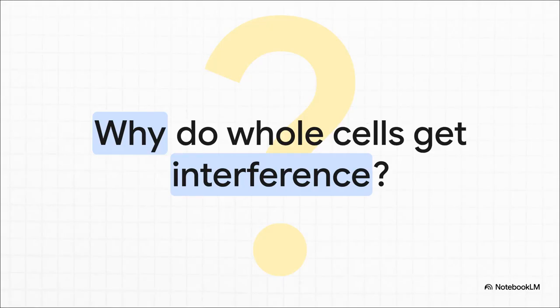Now, to really grasp selectivity, we have to look at the actual biological material doing the sensing. And here's a brilliant question straight from the science. Why do whole cells get interference? Well, if you use a highly purified enzyme, it generally only looks for one specific thing.